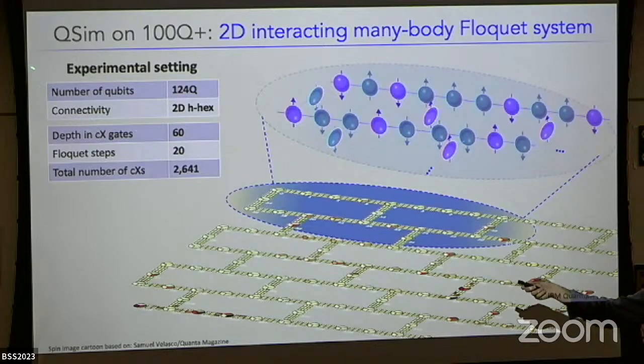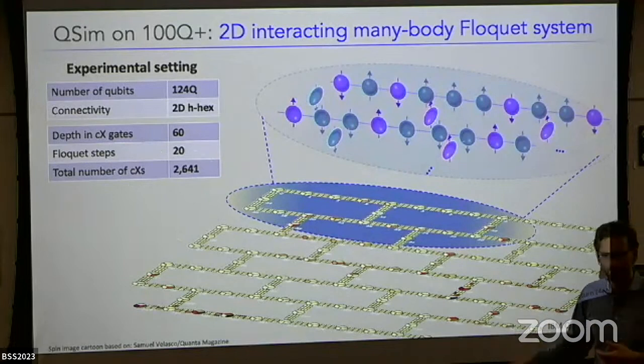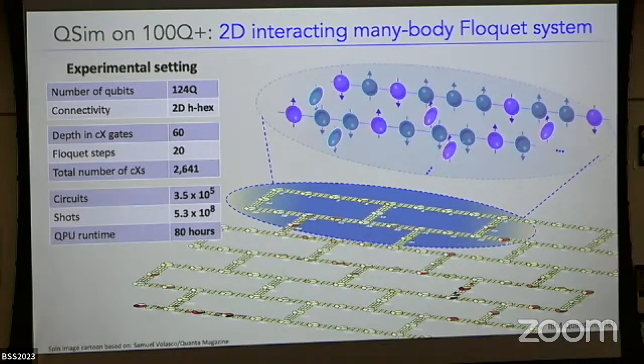We'll go to depth 60 CNOTs. There's about 20 Floquet steps. We'll use Floquet unitaries rather than Hamiltonians here to avoid Trotter error, and that's about 2,600 CNOTs. I think somebody had asked me how many shots. The number of circuits we'll run is about a third of a million circuits. It's about half a billion shots, and it's about 80 hours of QPU runtime. Okay. Good. Any questions so far?